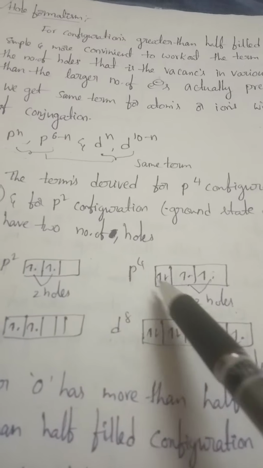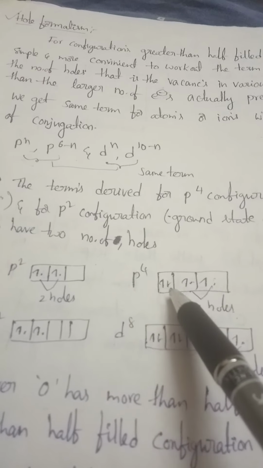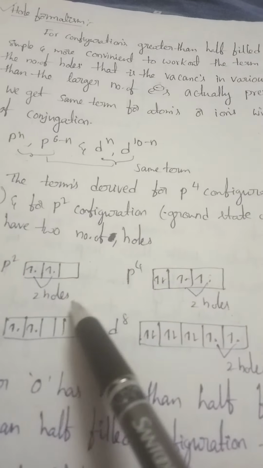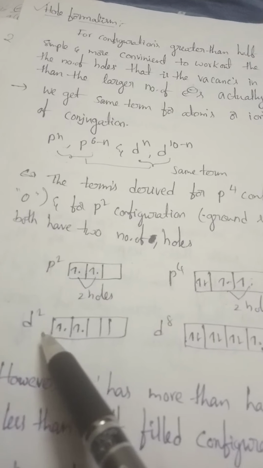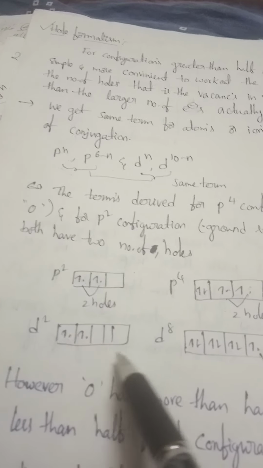Again, take oxygen, atomic number 8: 1s2, 2s2, 2p4. Again they have 4 electrons and 2 holes. So here the vacant positions are called holes. Again the d2 configuration, we have 2 electrons and 8 vacancy positions, corresponding to 8 holes.